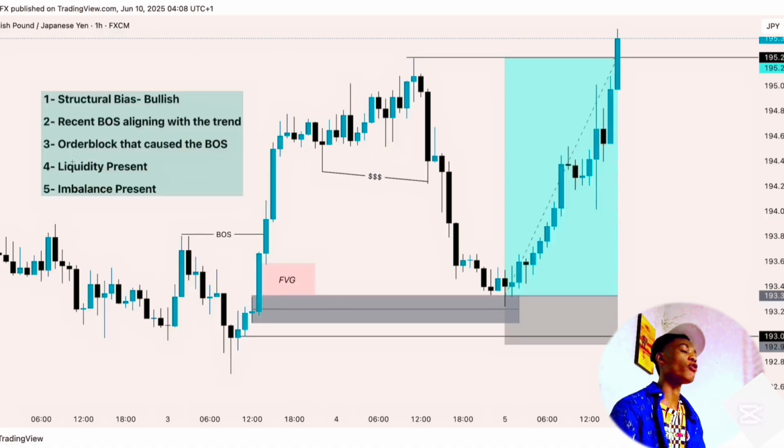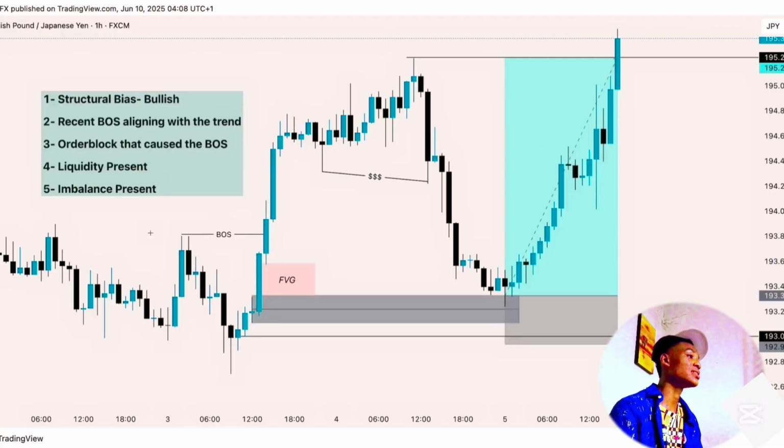Now, I need to look for other confluences that will make my order block valid. Like I said, my order block candlestick should create an imbalance. So you can see the imbalance here, present. Now, liquidity. You can see the liquidity here. The liquidity is also present. You can see price cleared everything, tapped in and moved straight in my direction.